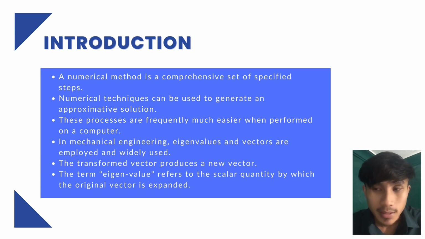In the field of science, matrices can be essential. Matrix applications can currently be found in nearly every field of engineering science, including communication, banking, the military, also computerized and so on. These are referred to as eigenvectors. The transformed vector produces a new vector that directly corresponds to the original vector. The term eigenvalue refers to the scalar quantity by which the original vector is expanded.